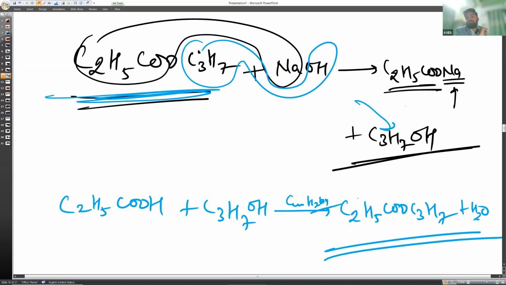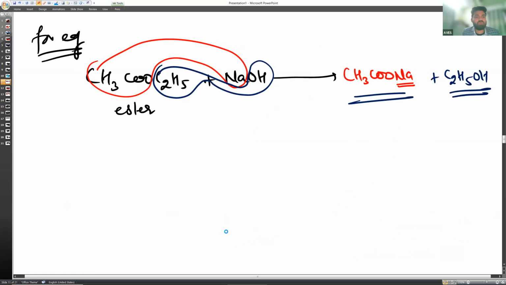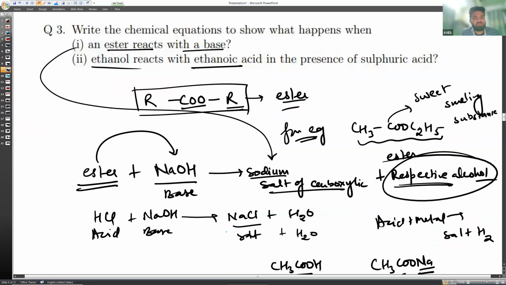This is a must that you need to understand. This is the meaning of respective alcohol: this ester contains the alcohol part of the respective alcohol. So when you treat this ester with NaOH, it will give you the same alcohol from which it was formed. That's the meaning of respective alcohol. Understood?